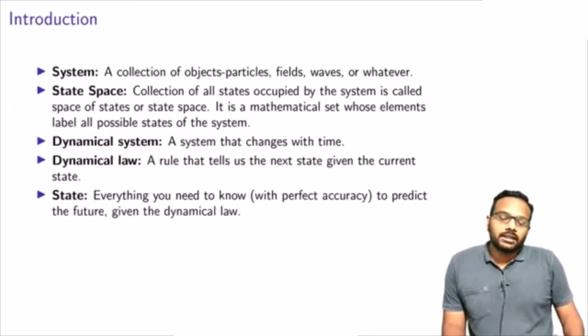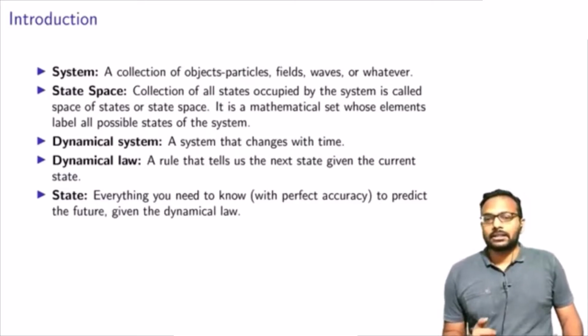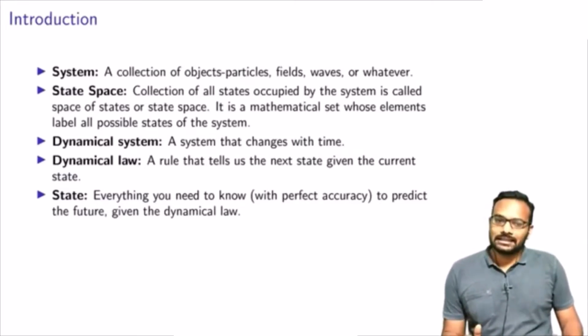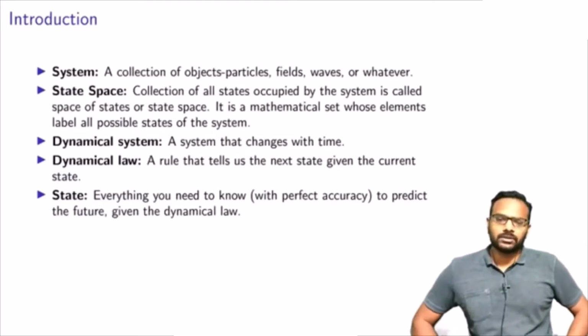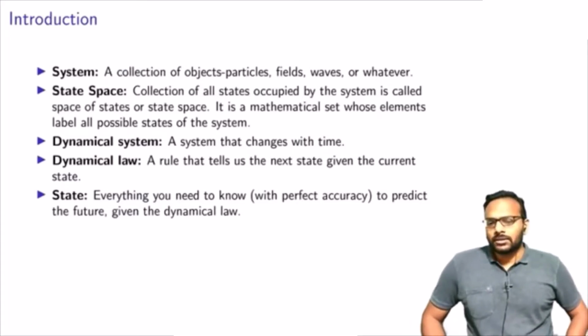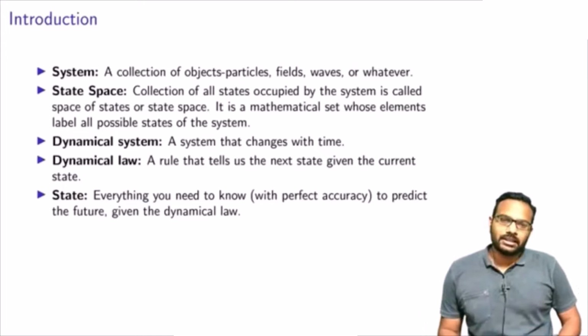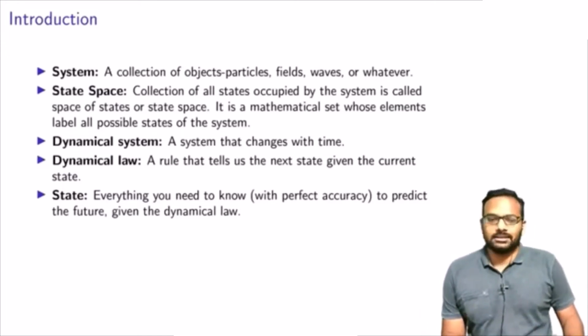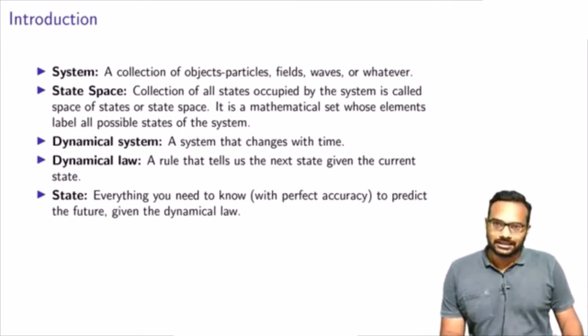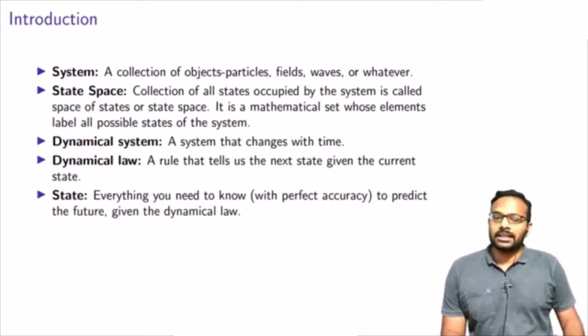And then another thing that we'll be using is state space. It's a collection of all states, all physical states occupied by the system. That's what we call a space of states or state space. Okay. So it's actually a mathematical set. You might be familiar with the word set, right? So the state space is a mathematical set. And what are the elements of the set? The elements of the set are all the possible states of the system, right?